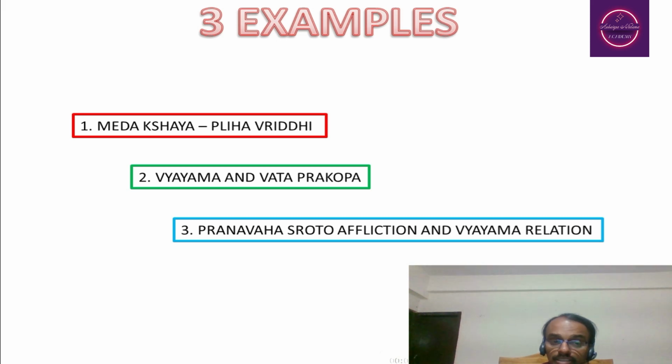The second example is Vyayama and Vata Prakopa. I think we have discussed this one previously, but here I am going to discuss a new, different approach. And the third example I would like to give is Pranavaha Sroto affliction. Pranavaha Srotas are the channels which carry the prana. Its affliction and its relation to Vyayama, that is exercise. So we are going to discuss these three examples.